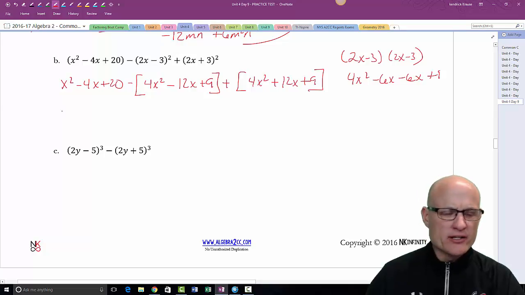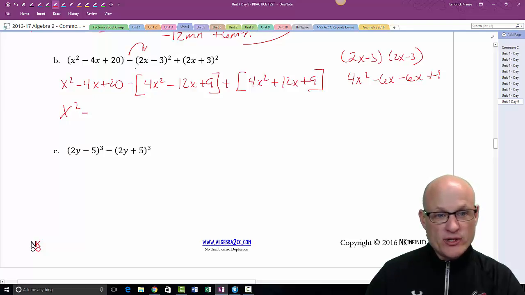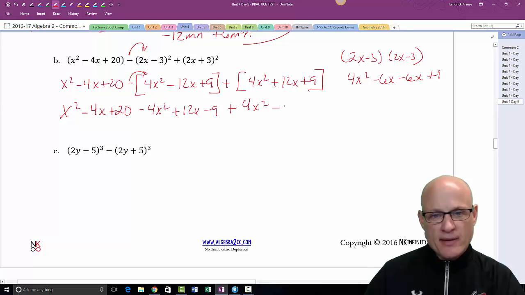Lots of weird stuff going on here. So now I've got to distribute the negative. So x, and this is the hard part, you've got to distribute this negative. You can't do it here, you've got to do it here. X squared minus 4x plus 20 minus 4x squared plus 12x minus 9 plus 4x squared minus 12x plus 9.